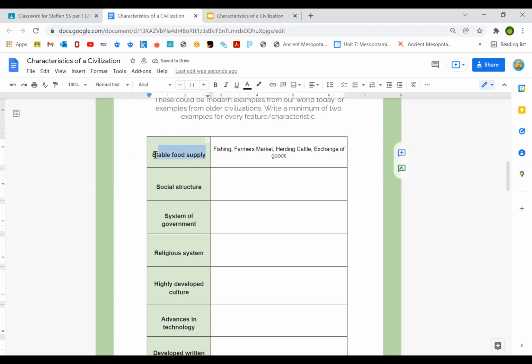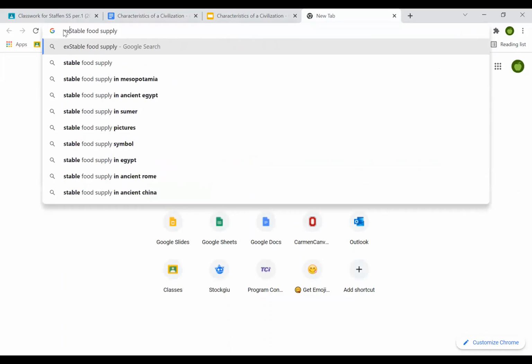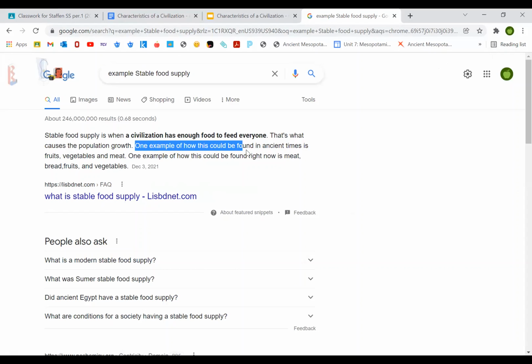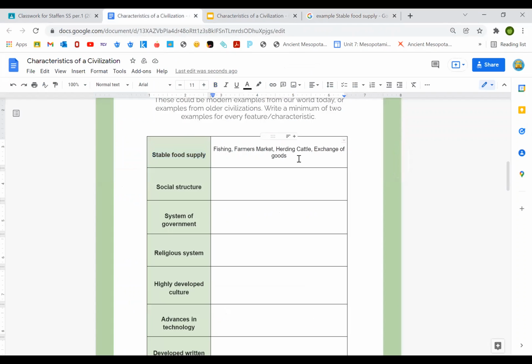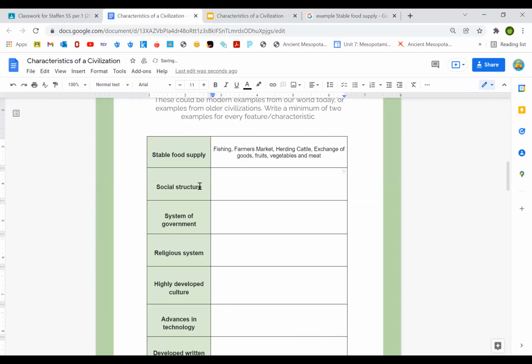And you can also, I always say, do your research if you need help. So one example of how this could be found in ancient times is fruits, vegetables, and meats. So you just copy and paste it. I'm all about you doing your research. I don't mind. Copy and paste it.